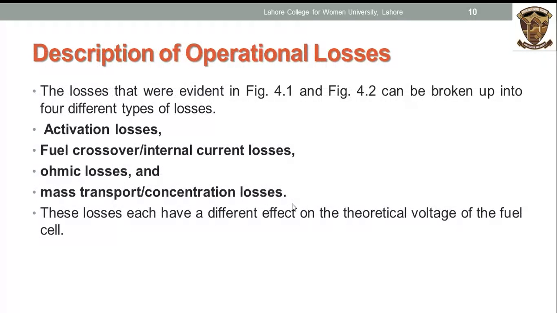Now, description of operational losses. The losses that were evident in figure 4.1 and figure 4.2 can be broken up into four different types of losses. Number one, activation losses. Number two, fuel crossover or internal current losses. Number three, ohmic losses. And number four, mass transport or concentration losses. These losses each have a different effect on the theoretical voltage of the fuel cell.